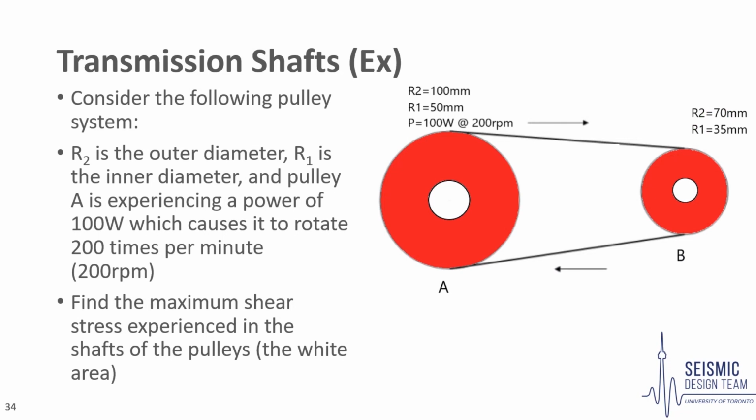To help us better understand transmission shafts, we can look at an example involving a system of two pulleys. In the pulley system shown, R2 is the outer diameter and R1 is the inner diameter of each pulley. Pulley A is experiencing a power of 100 watts, which causes it to rotate 200 times per minute. We must find the maximum shear stress experienced by the shafts of the pulleys. The shafts are the white circles, or the white area, in the center of each pulley.